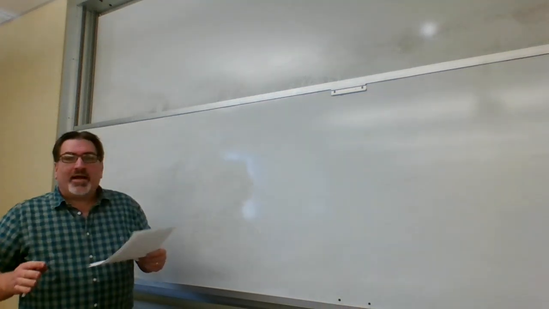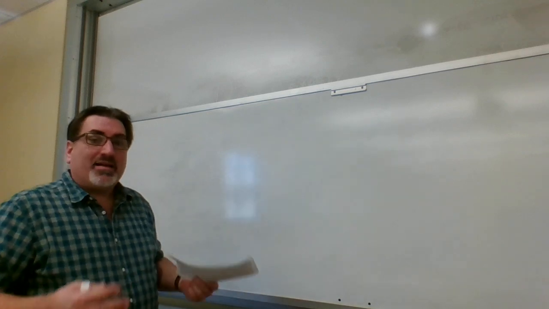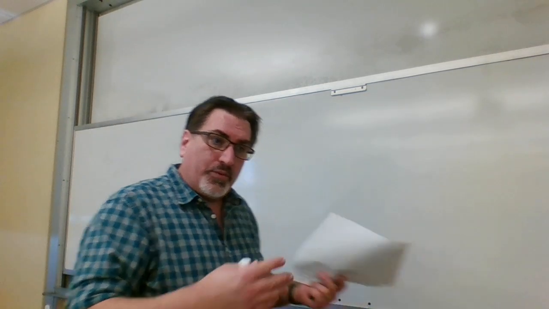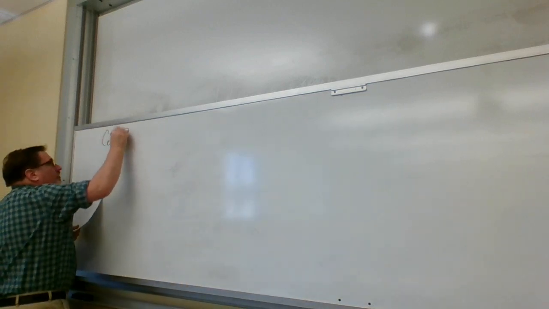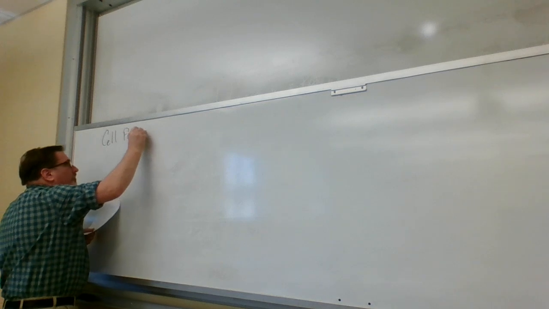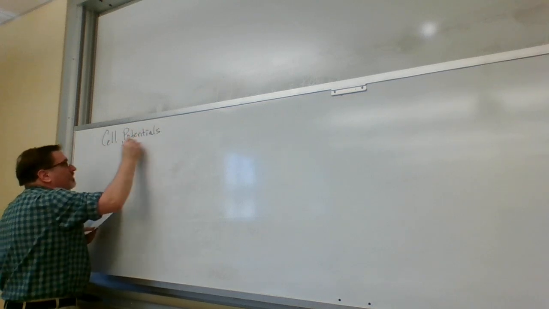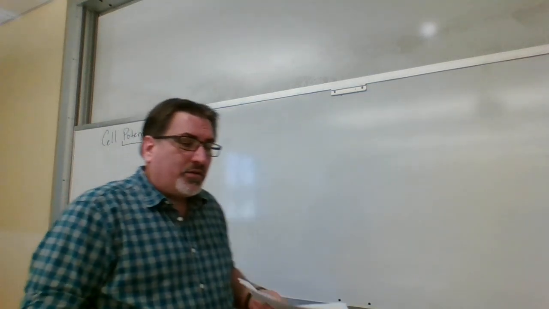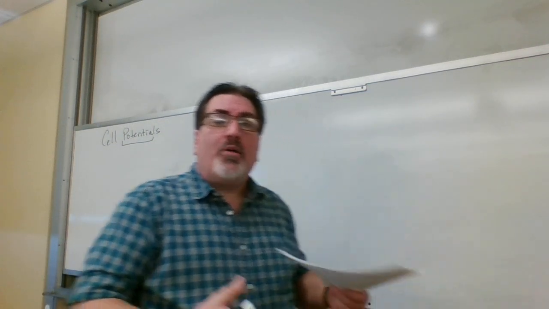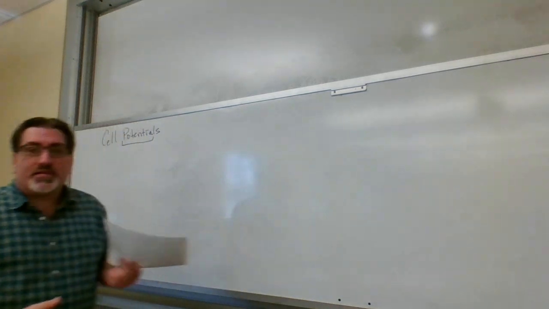So hopefully now that we have a sense of what our galvanic cells look like and how to balance the reactions that go along with them, the red and the ox, we're going to look at cell potentials. And the potential word there is about energy. The cell potential is a measure of how much energy can be carried through the cell.